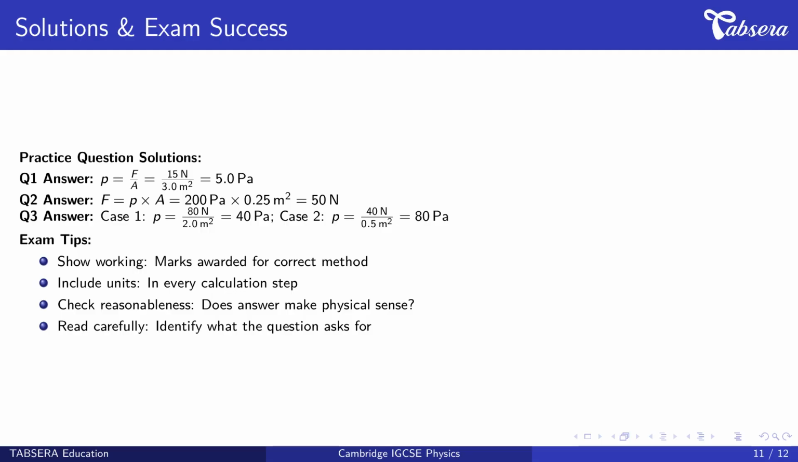For question 3, we calculate both pressures. Case 1 gives 40 pascals, case 2 gives 80 pascals. Notice case 2 has half the force, but quarter the area, resulting in double the pressure.